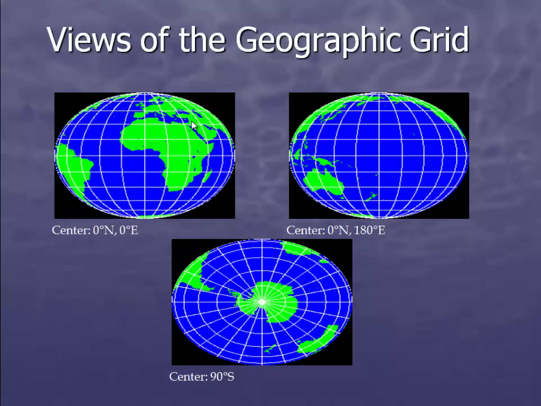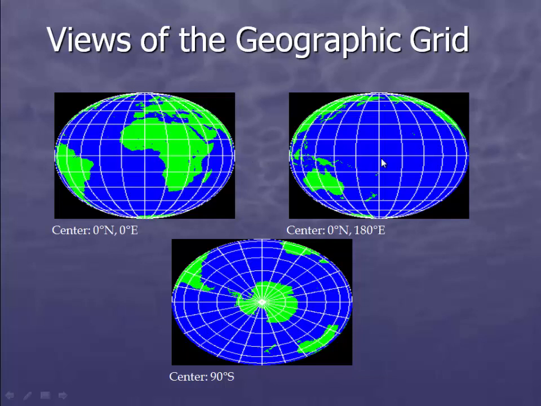Taking different views of the geographic grid to start understanding where we're located relative to other features on the Earth: the intersection of 0 north and 0 east, and in fact at 0, 0 you don't even have to worry about using north or east. 0, 0 by definition would be the intersection of the prime meridian and the equator, which is going to put you just off the coast of Africa in the Atlantic Ocean at this point right here.